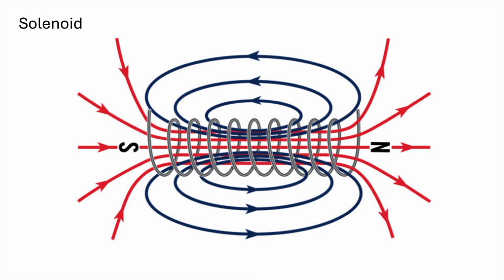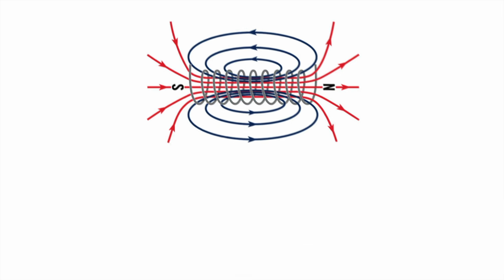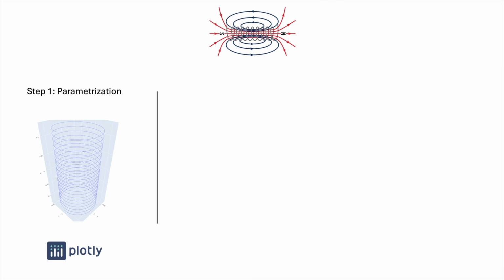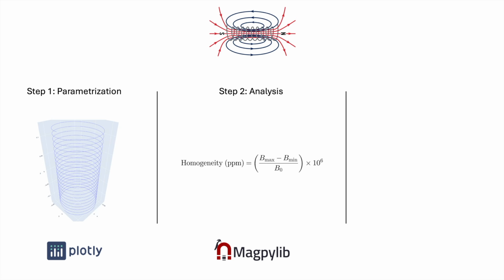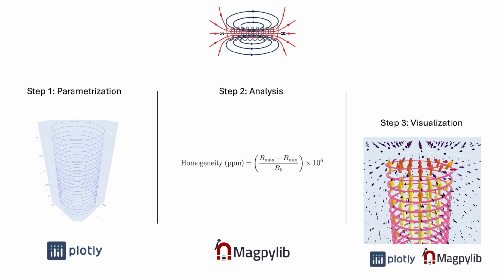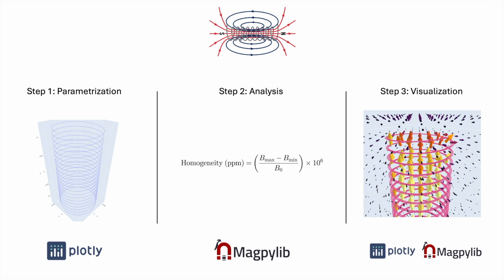Hello, in this video we'll speak about the solenoid, which is one of the most famous forms of electromagnet, and it's also one of the simplest because it's just composed of current carrying wire. So we will use Python to first parameterize the coil using the Plotly library. Then we will analyze the magnetic field by calculating the homogeneity and mean magnetic field using the Magpylib library. And then we will visualize the field in 3D using Plotly and Magpylib libraries.